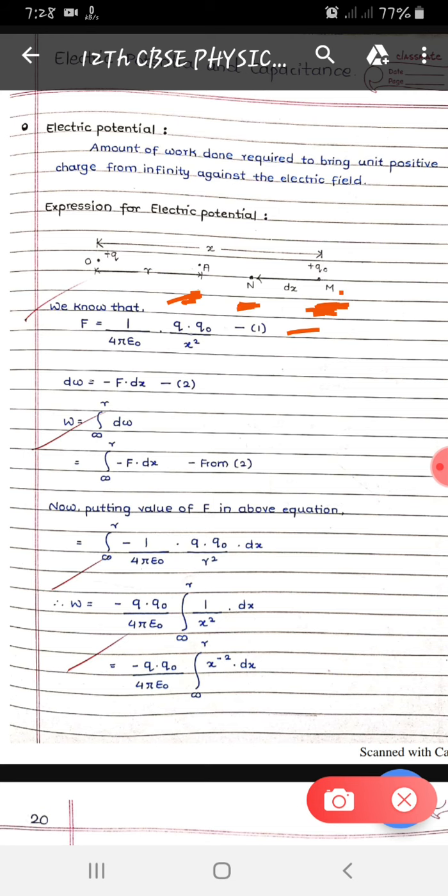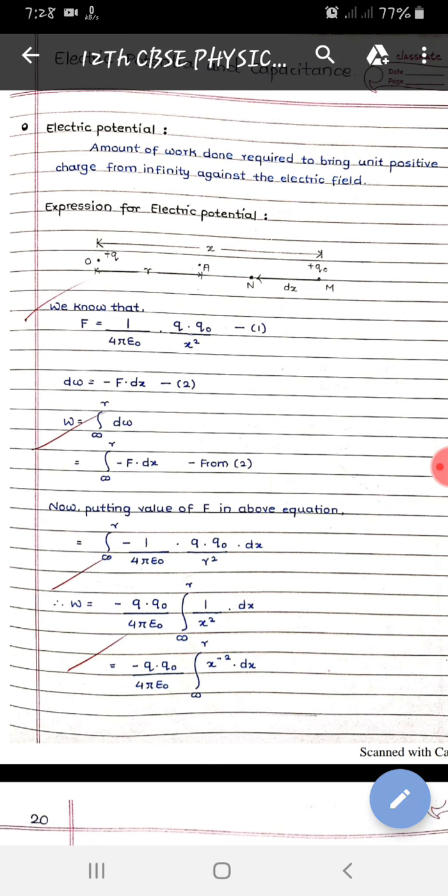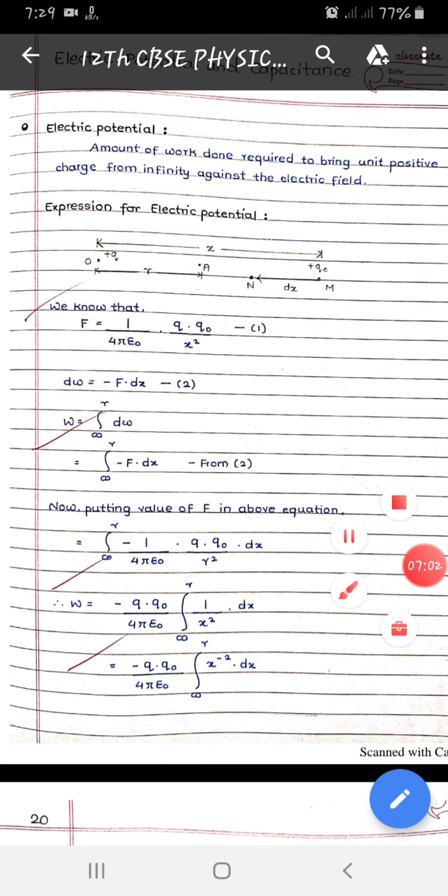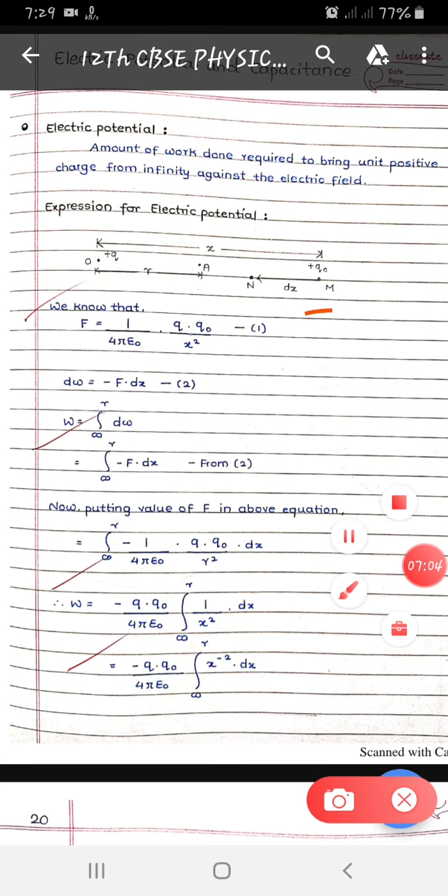Now, where have we brought the charge from and to? We actually have to bring the charge from M to A. But we have considered a small work done and a small displacement. First, we brought the charge from M to N with displacement dx. So we have displaced the charge from M to N with small displacement dx.